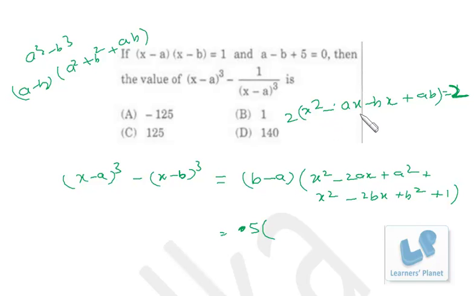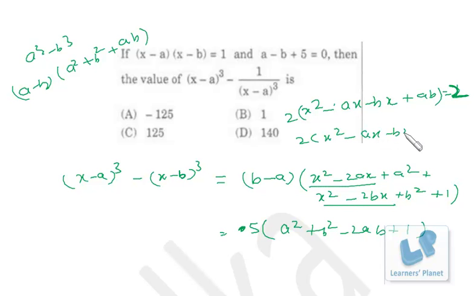So the value of 2x square, 2ax, 2bx will be 2 minus 2ab. So this plus this will be equal to 2ab. Okay, that is not 2ab but minus 2ab. So it is a square plus b square minus 2ab plus 1. Okay, I'm sorry, it will be 2 minus 2ab, right? 2 times x square minus ax minus bx is equal to 2 minus 2ab, right? So for this I'll be writing 2 minus 2ab.